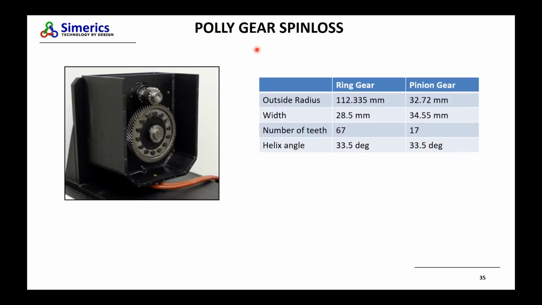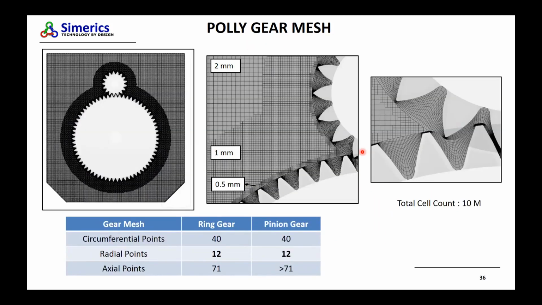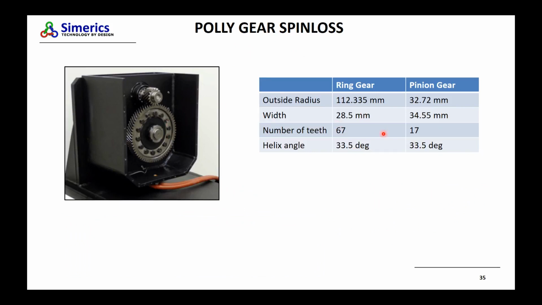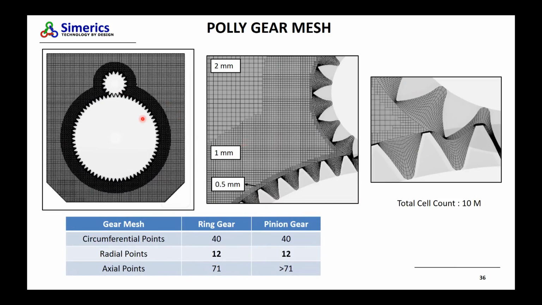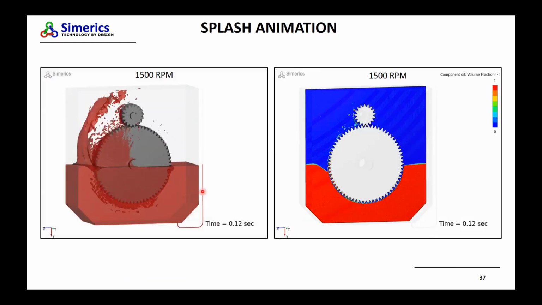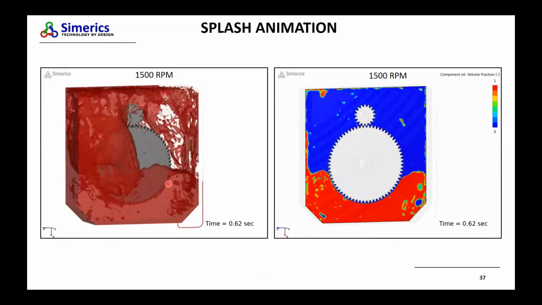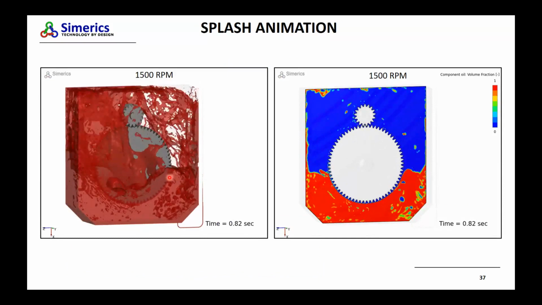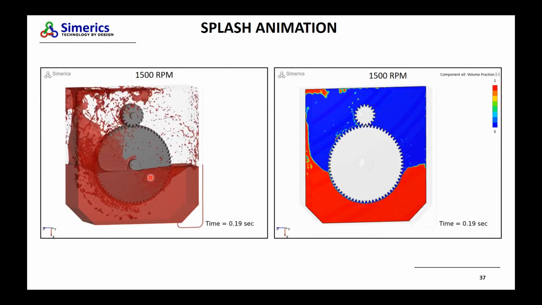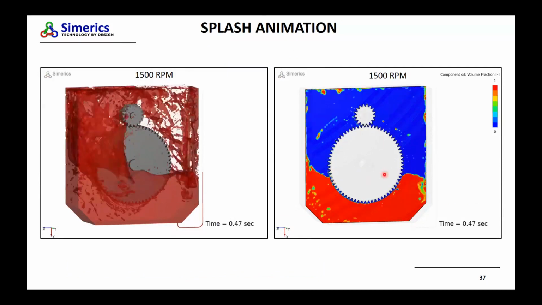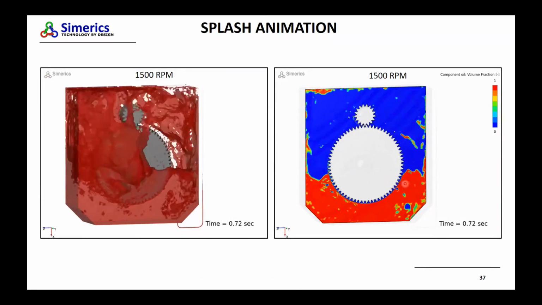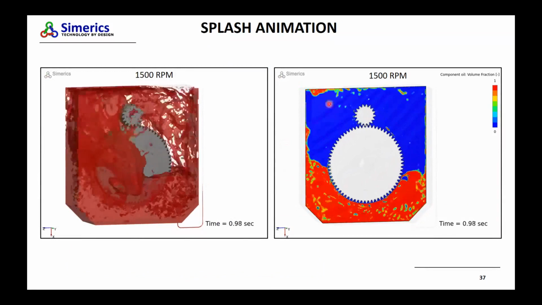The second one I can show here because it's public is the polygear spin loss. We have a ring gear, the dimensions of it shown here, and a pinion gear. And we mesh this as we see here. This is the best practice. We have to have refinement zones to address the oil that is splashing around. And these are the results, how it looks for 1500 RPM. We have an isosurface view of 0.5 volume fraction of oil and a cut section view showing the oil splashing around.